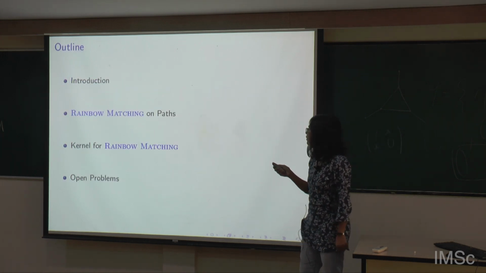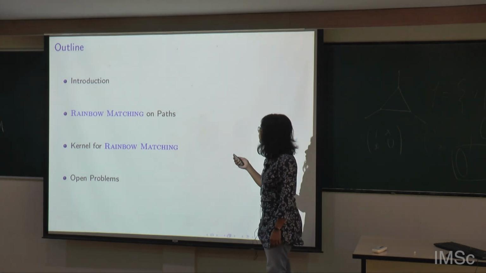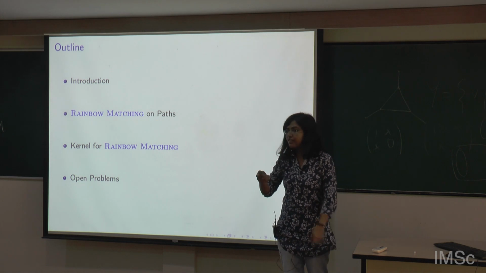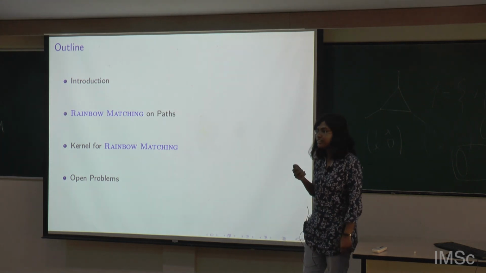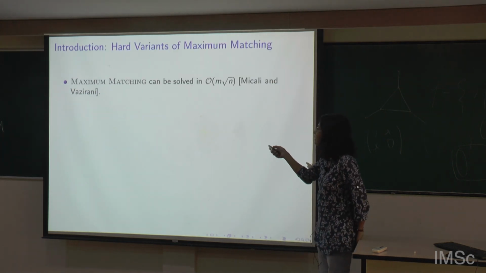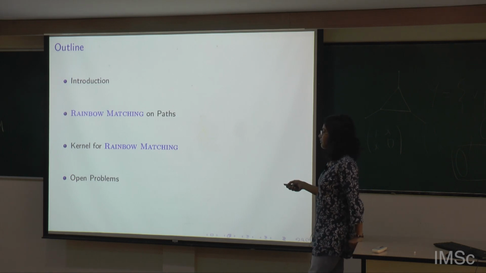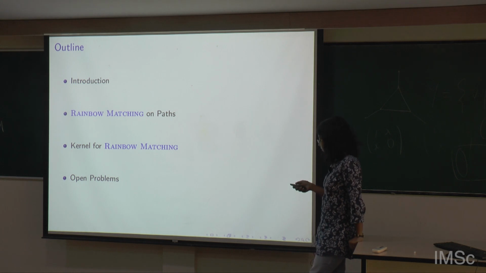So the outline of the talk will be: I'll first be introducing the problem, then I will give an FPT algorithm. Thankfully, Jaykrishnan has already defined what an FPT algorithm is. So I will give an FPT algorithm for rainbow matching on paths, and then I will define what a kernel is and give a kernel for rainbow matching on general graphs, and then we will discuss some open problems.